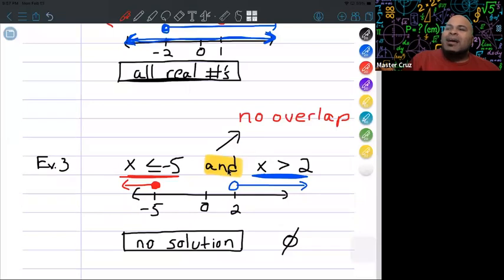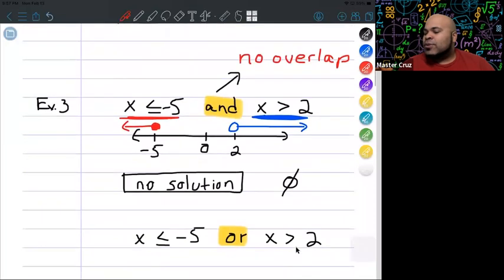Because it's an and, I'm looking for overlapping. But as you can see, there is no overlapping anywhere in this problem. Therefore, there's no solution because they never overlap. If they were to overlap, then you would have a solution like before, but right now we don't. And these are different ways that you could see it. You could see no solution, or you could also see the symbol which means the empty set, which we saw at the beginning of the year in our vocab words. So the empty set. So that's how you do that.